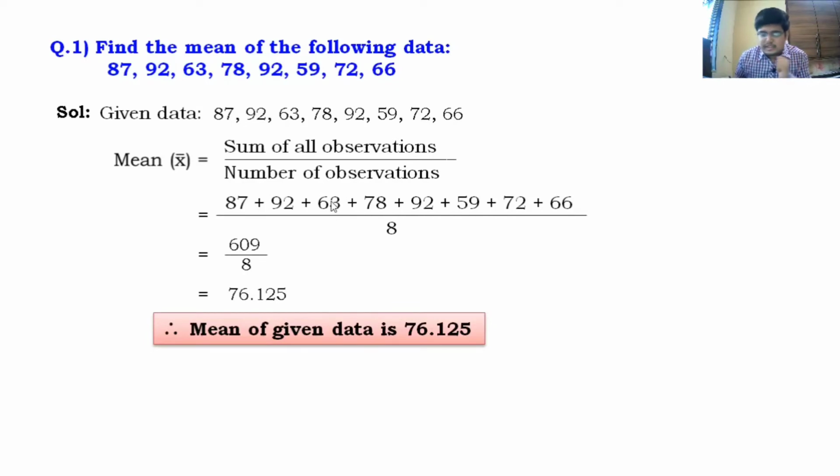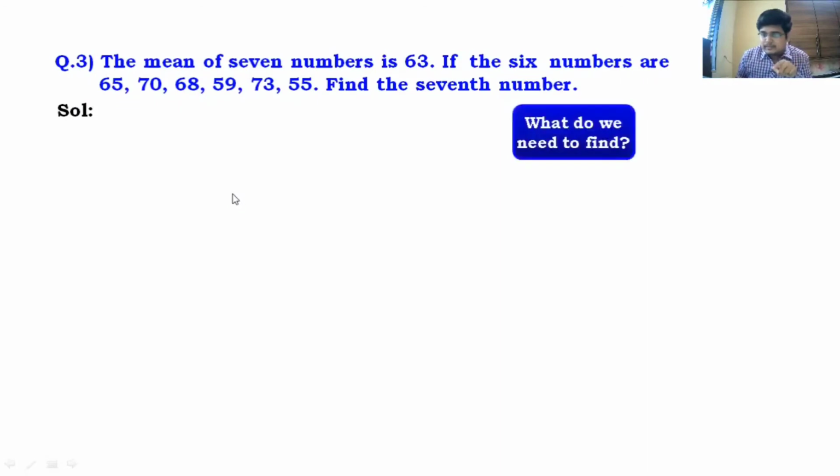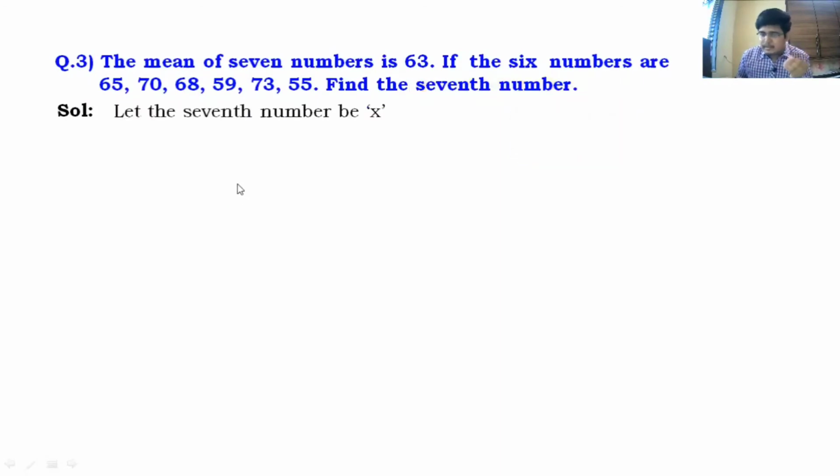I hope you guys have got this sum. We'll move to the next sum. So here guys, the question is mean of 7 numbers is 63. 6 numbers are given out of 7. We have to find the 7th number. I'll just help you with the initial steps. Then you carry on the calculation part. See, we have to find the 7th number. So let us say that the 7th number is x.